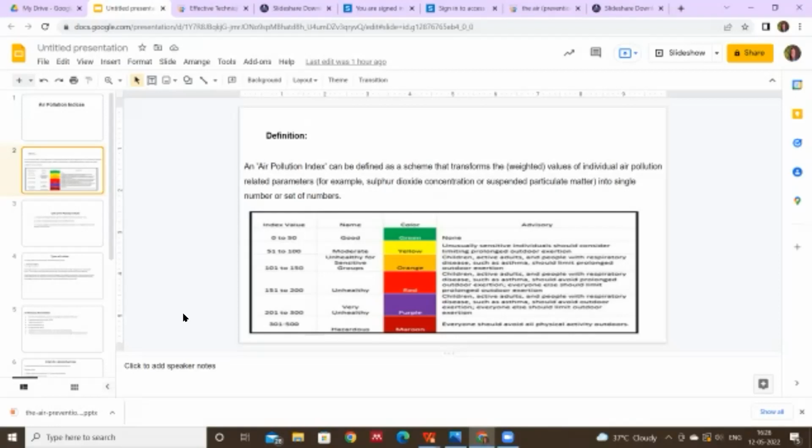देन 201 to 300 is a very unhealthy condition, that is it shows in purple color. सेम आहे. ऍडवाइस काय दिली आहे त्यांनी. चिल्ड्रन, ऍक्टिव्ह adults, people with respiratory disease are not allowed to go outside outdoor exertion. Then 301 to 500 जर इंडेक्स व्हॅल्यू शो करत असेल दॅट मीन्स द कंडिशन ऑफ अवर atmosphere is hazardous. Okay. And it shows in maroon color. Everyone should avoid all physical activity outdoor.